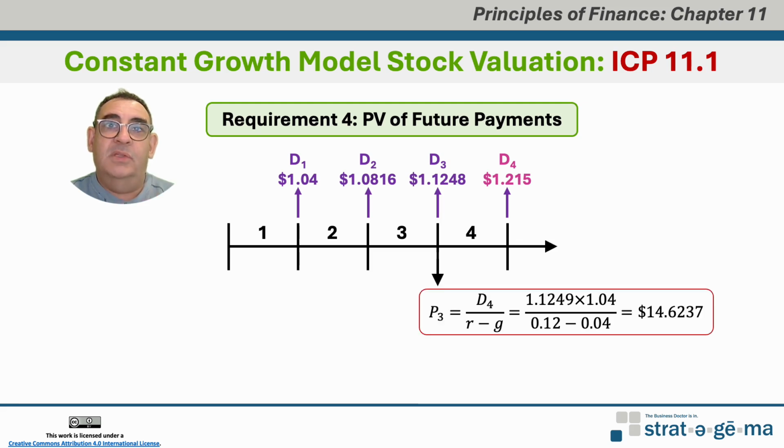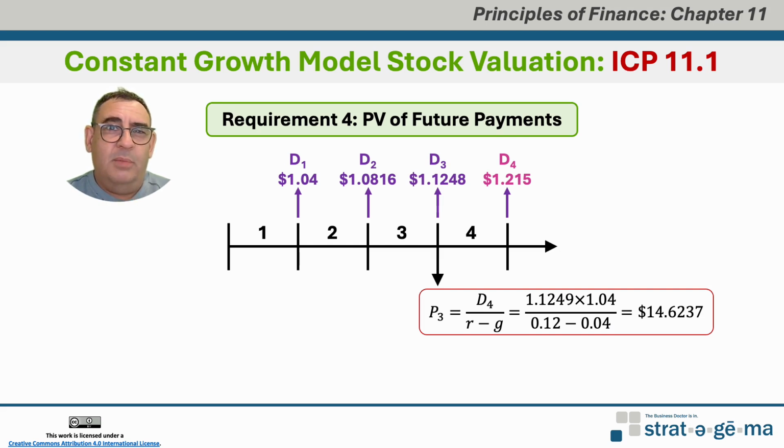P3 is the stock price at the end of year 3, which is based on the dividend from year 4. So if we want to know what the present value of those future cash flows are, all we need to do is factor in D1, D2, D3, and P3. We don't need D4 anymore because all we needed to use it for was to calculate the price of the stock at the end of year 3.